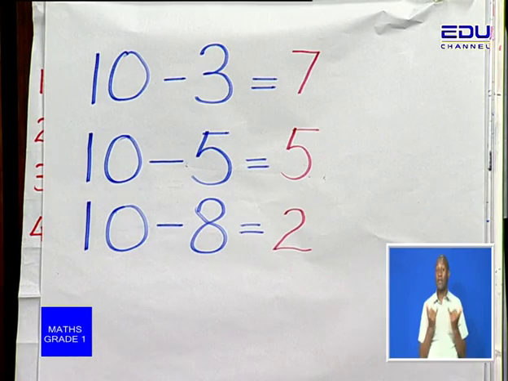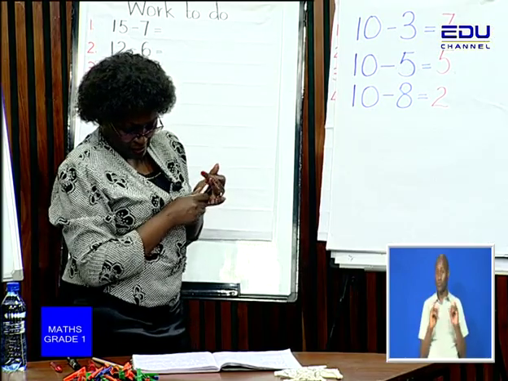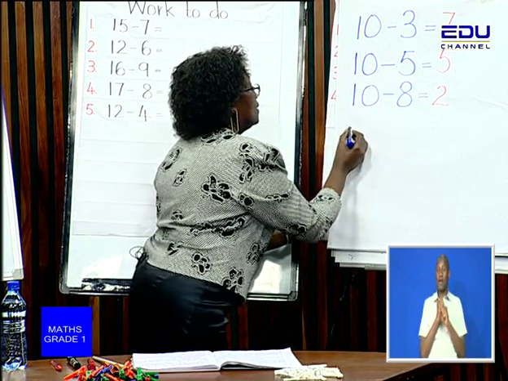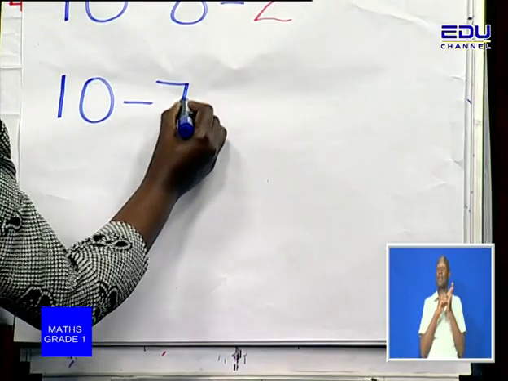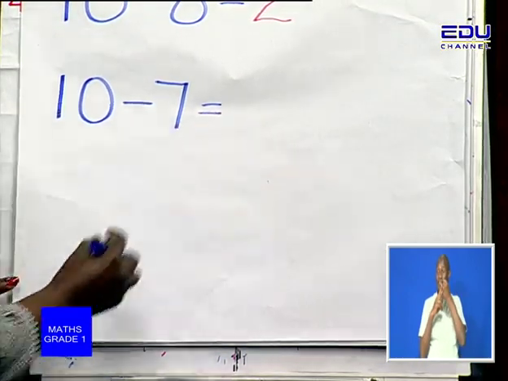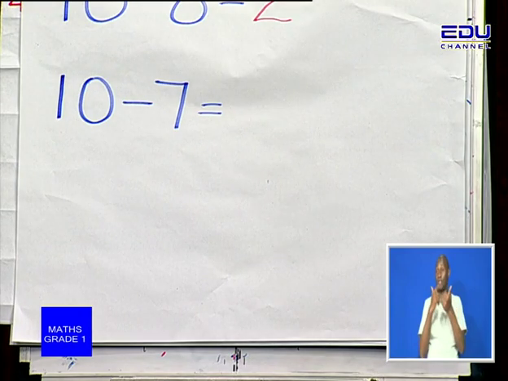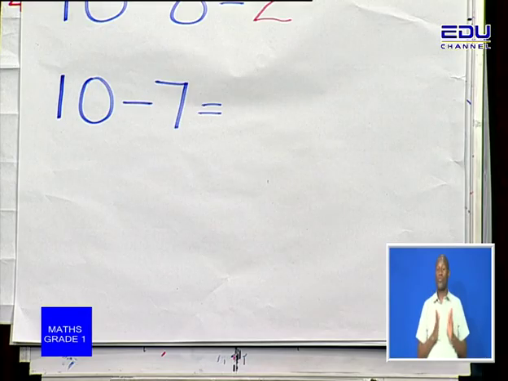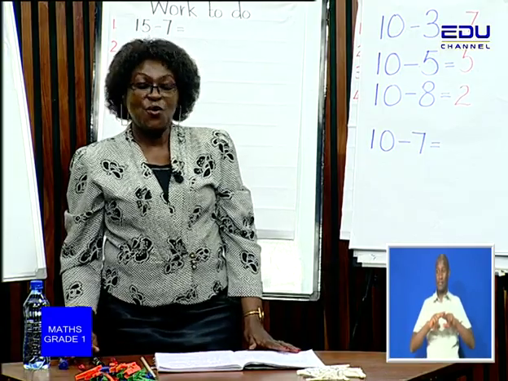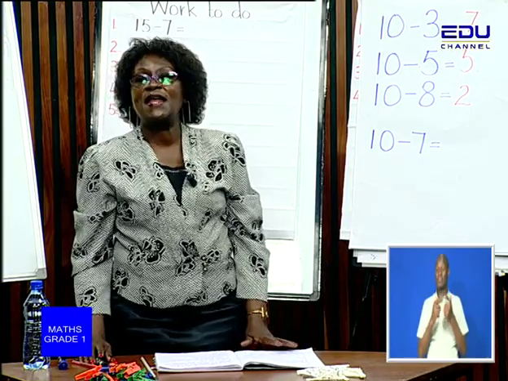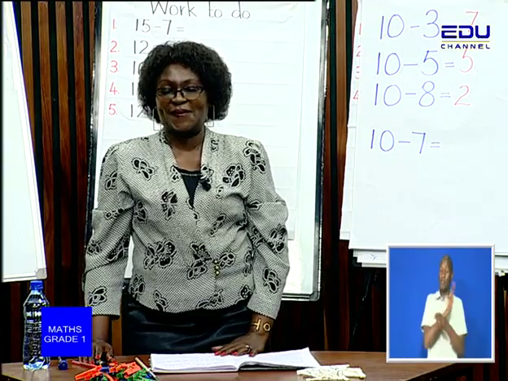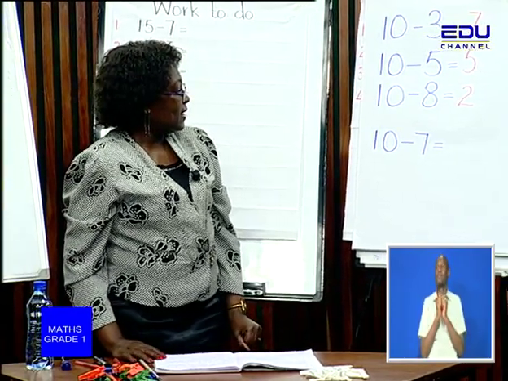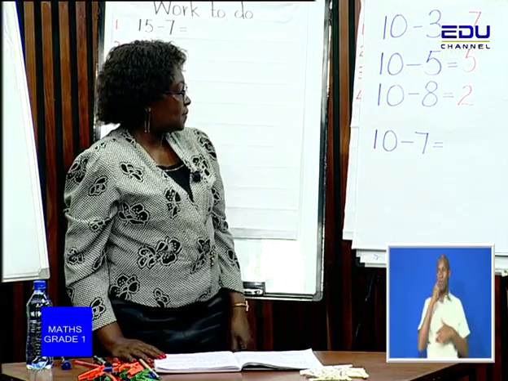And now, dear Lana, try working out 10 take away 7 by counting backwards. Maybe with the person next to you. Can you count 7 steps backwards from 10? And tell me what you get.